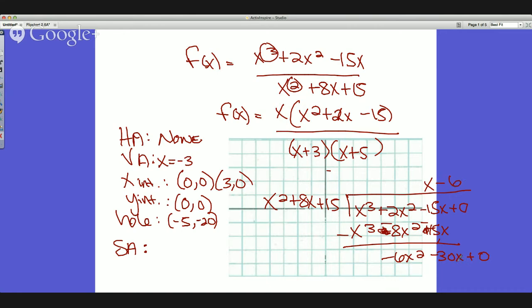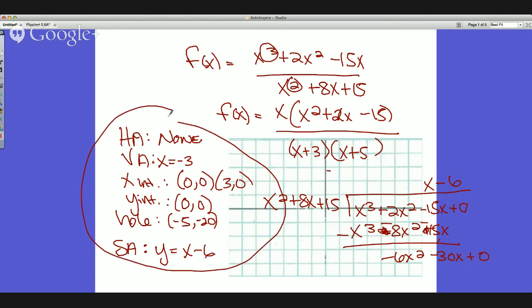But do I really need to go any further here? No, you got your towel. Yeah, because the remainder, does that make a difference? No, it doesn't. So the only thing that I care about is my slant asymptote, which would be y equals x minus 6, and we are good to go.